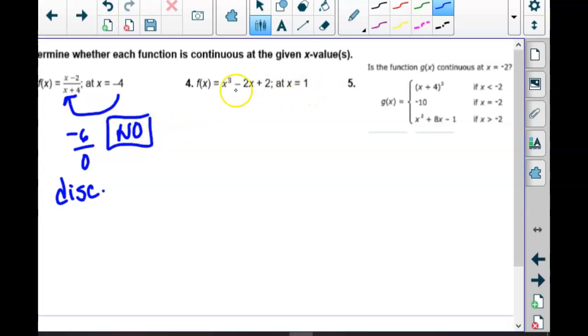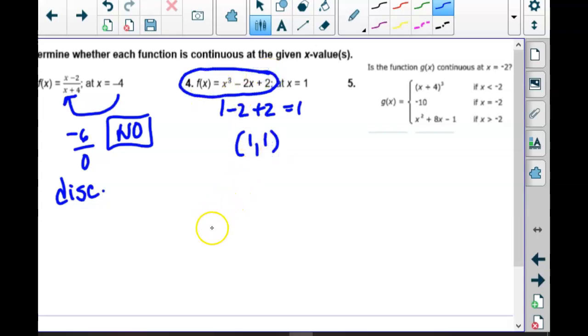Each function is continuous at the given x value, so I guess we could just write no, it's not. Is this continuous at 1? If I put in a 1, I get out 1. So I get a nice ordered pair, (1, 1). You could graph this. It's a polynomial. It's doing something like this. I have no idea. But it is continuous everywhere, so this is yes.